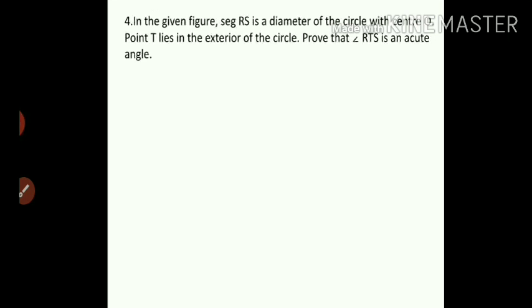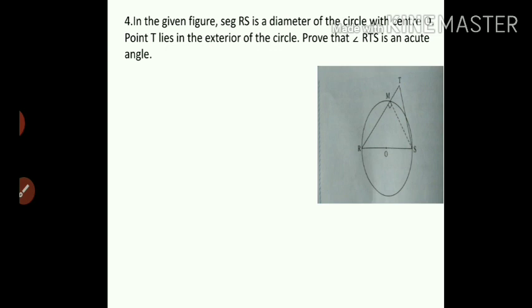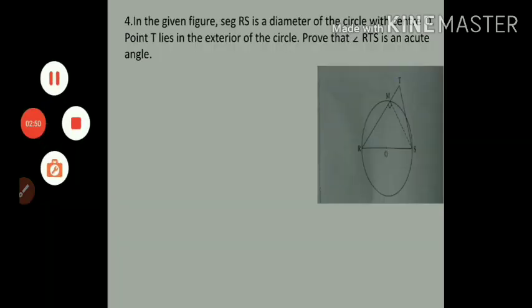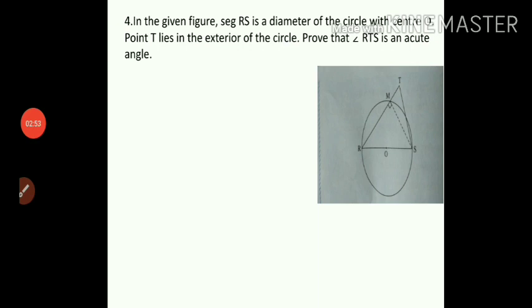Now next is question number 4. Now you can see in the figure, segment RS is the diameter of a circle with center O. You can see a circle with center O and RS is the diameter. Point T lies in the exterior of the circle. Now prove that angle RTS is an acute angle, means less than 90 degrees.